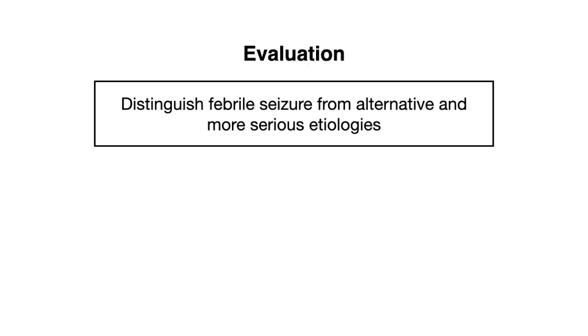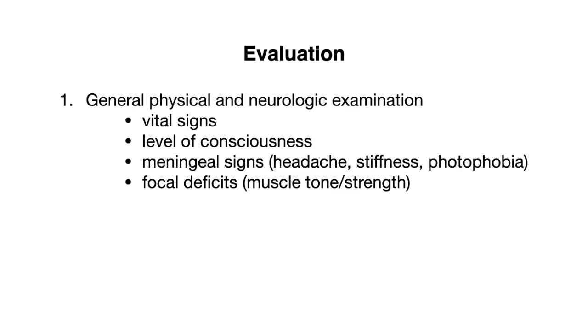So let's discuss how to evaluate patients that present with a possible febrile seizure. The main question you want to answer here is whether the seizure occurred from a febrile seizure or from a more serious etiology like a central nervous system infection. So this would involve a general physical and neurologic exam, including examining the vital signs for any fever or tachypnea and tachycardia. We also look at level of consciousness in terms of how alert the patient is, and we also look for the presence or absence of meningeal signs, and this includes headache, neck stiffness, and photophobia, which is also known as light sensitivity.